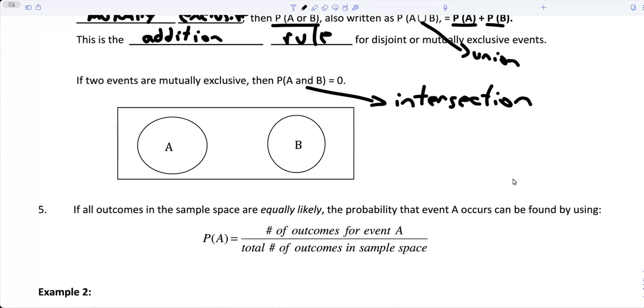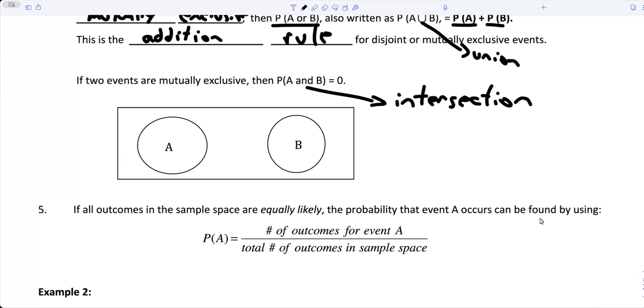All right, and so if all outcomes in the sample space are equally likely, the probability that the event A occurs can be found by using this. We take the number of outcomes for event A divided by the total. And that's also what we did on the first. The probability of getting no heads, we look at the total number of outcomes that have no heads, which was 1, and then divide that by the total number of outcomes, which was 8. Okay. Questions for me up to this point?